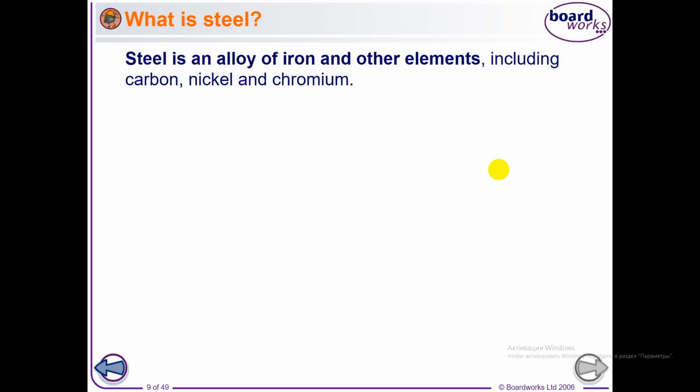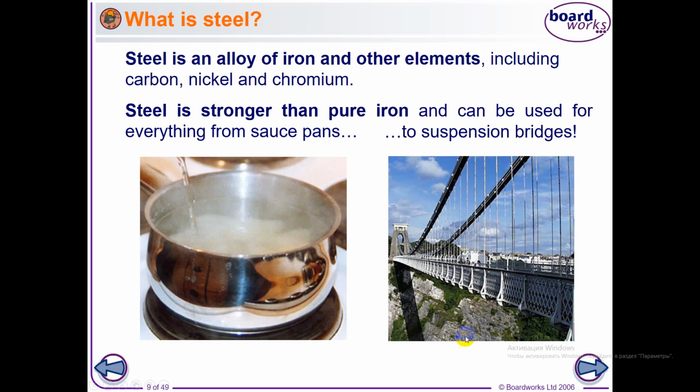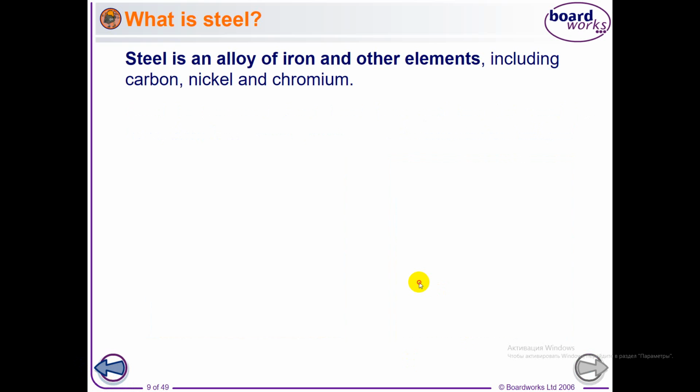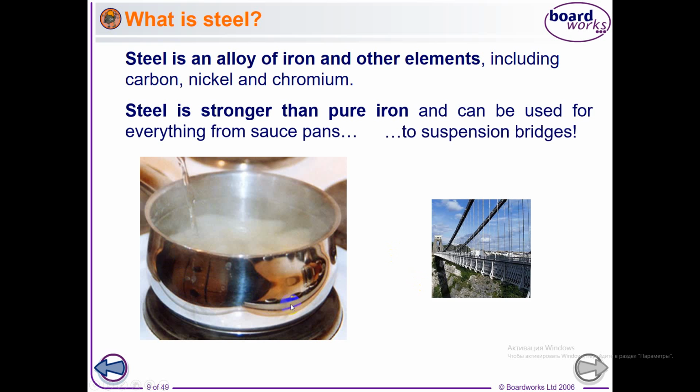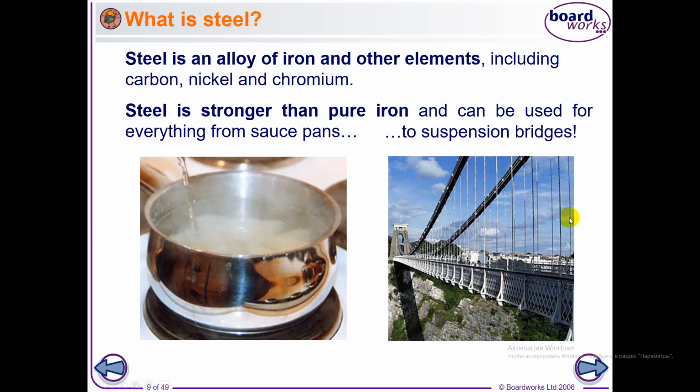And what is steel? Steel is an alloy of iron and other elements, including carbon, nickel, and chromium. Steel is stronger than pure iron and can be used for everything from saucepans to suspension bridges.